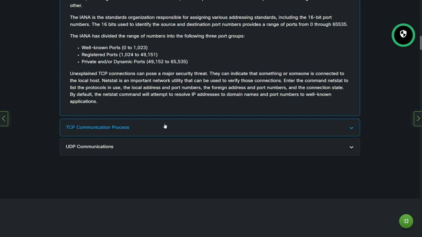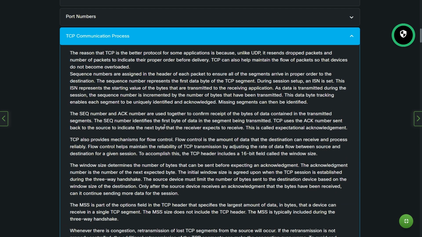The next tab is TCP communication process. The reason that TCP is a better protocol for some applications is because, unlike UDP, it resends dropped packets and numbers packets to indicate the proper order before delivery. TCP can also help maintain the flow of packets so that a device does not become overloaded.